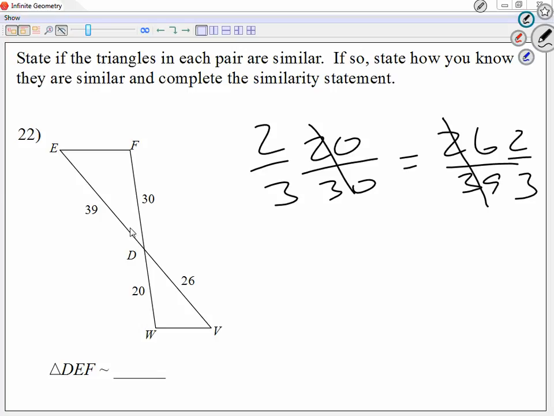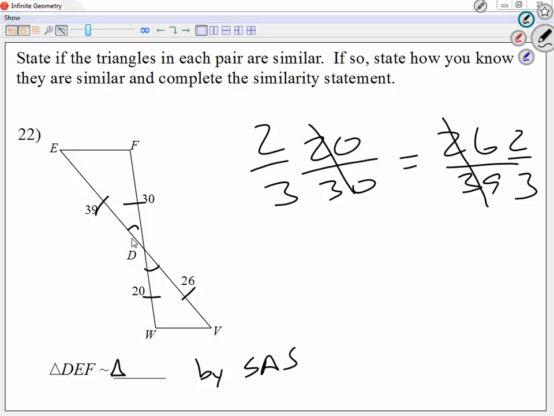I can mark this angle with this angle by vertical angle theorem. So remember, because the sides are proportional, I'm using the sides and I'm using the angles. Which rule is that one? Side angle side. I'm going to write by side angle side right after. Now I have to complete this statement. DEF is similar to triangle.